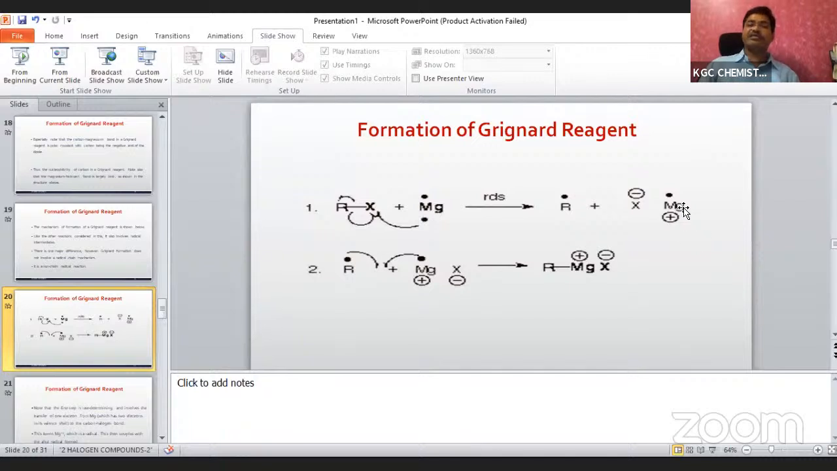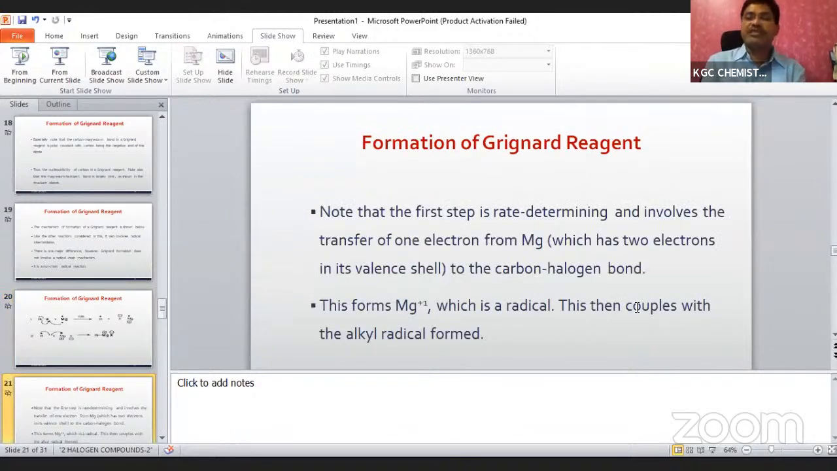That's why we take the magnesium. Therefore, magnesium gets a positive charge. 1 electron is taken from magnesium, and another electron is taken from this bond. That's why this becomes X minus, and magnesium has 1 unit of positive charge. Then this free electron and this free electron will be shared between the alkyl group and magnesium, and you will get RMgX. This is the mechanism of formation of the Grignard reagent.